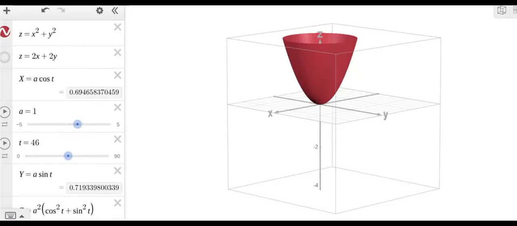Hello, tensor friends. The last time we had a lot of fun looking at the Gaussian curvature of a paraboloid. This equation here, z equals x squared plus y squared, and we'd parameterize that with u and v. So we said x equal u, y equal v, so z equal u squared plus v squared.